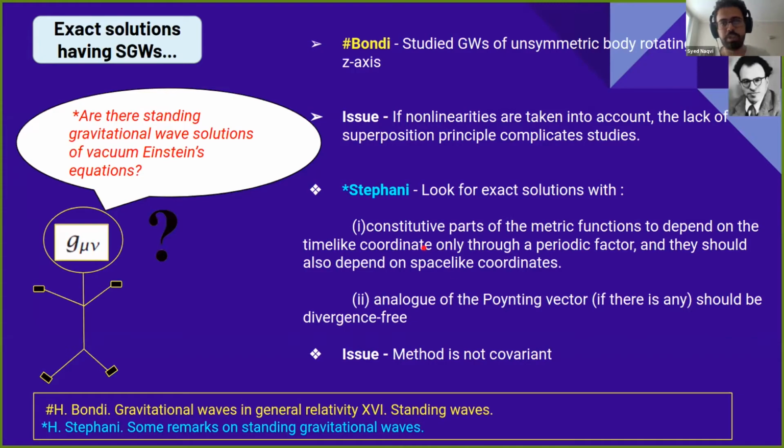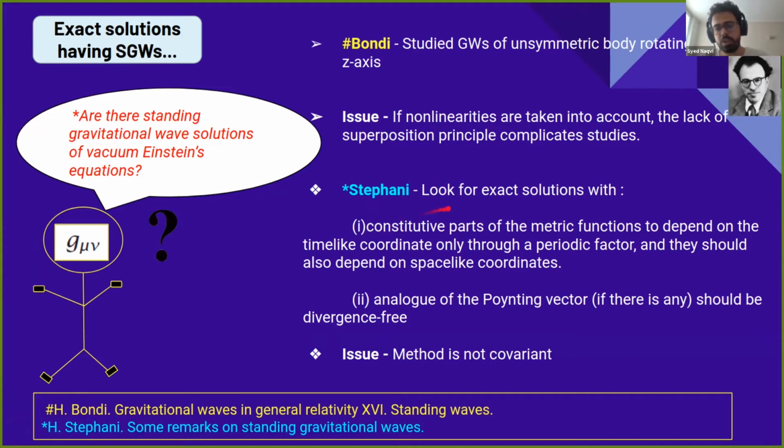But now back to standing gravitational waves. Originally, it was Sir Hermann Bondi who was studying the gravitational waves of an unsymmetric body rotating around the z-axis. He was trying to superimpose gravitational waves in his study. But the issue was that if you take non-linearities into account, the lack of a superposition principle complicated the studies. Then almost a decade ago, it was Hans Stephani who formulated the question: are there standing gravitational wave solutions of the vacuum Einstein equations?